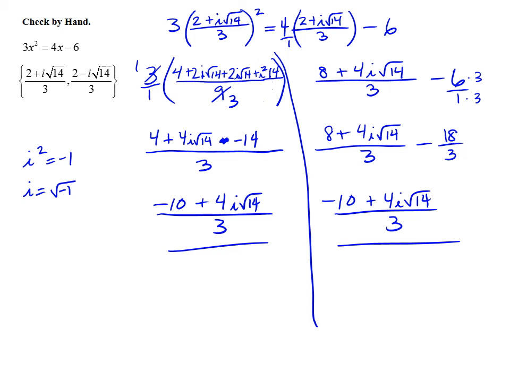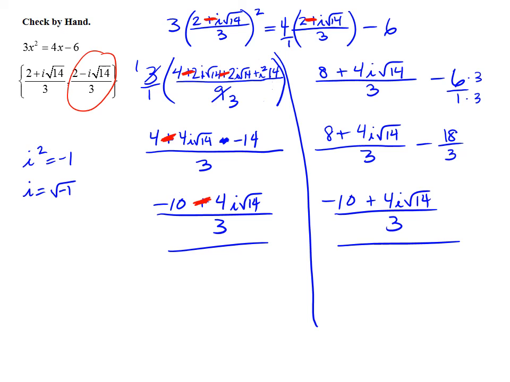It's not really simple to do, but it is doable. If we were to go back and check the second solution, the only thing that would change is this negative here. And that is actually easy to see that it will come out the same. That's not going to change the first and last terms when I FOIL. It's going to change the middle terms. So instead of getting positive 4i square root of 14, I get a negative 4i square root of 14. So I'm going to get -10 minus 4i square root of 14.